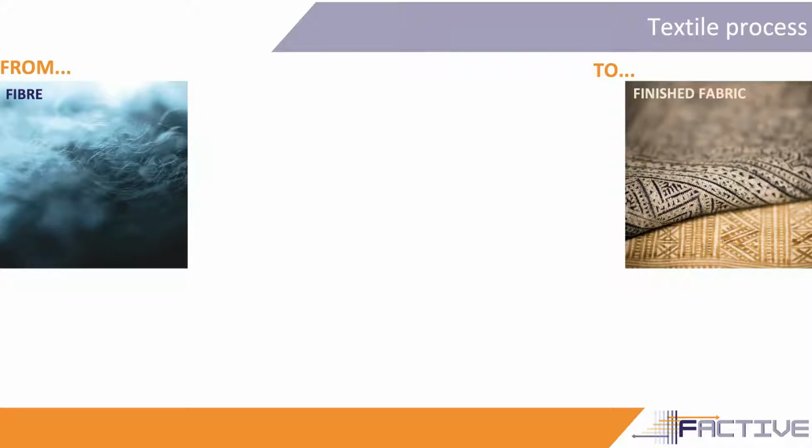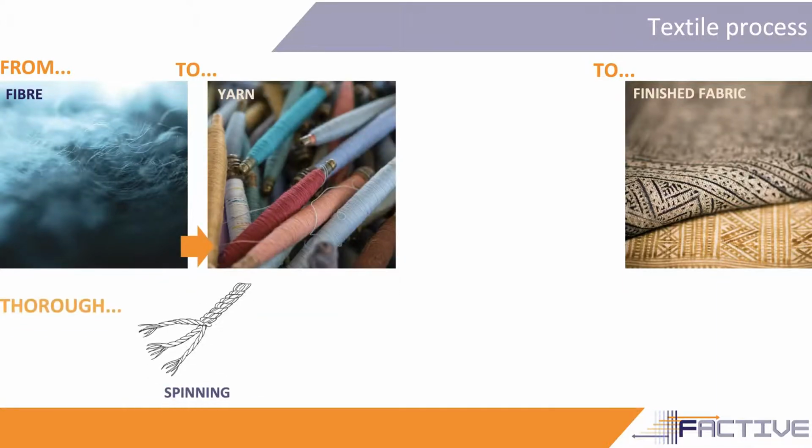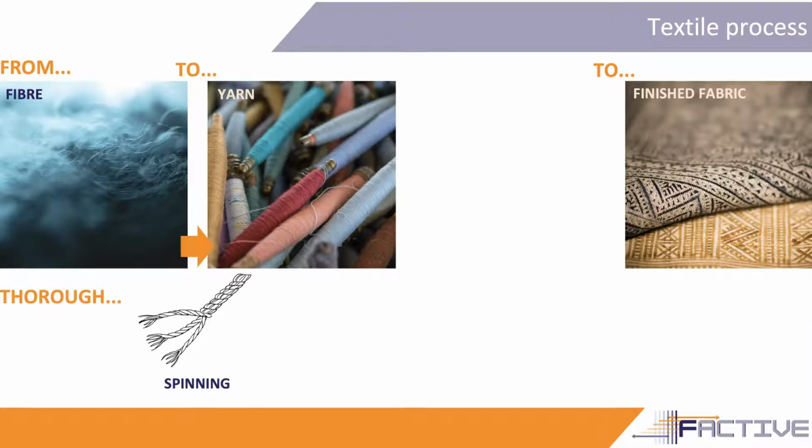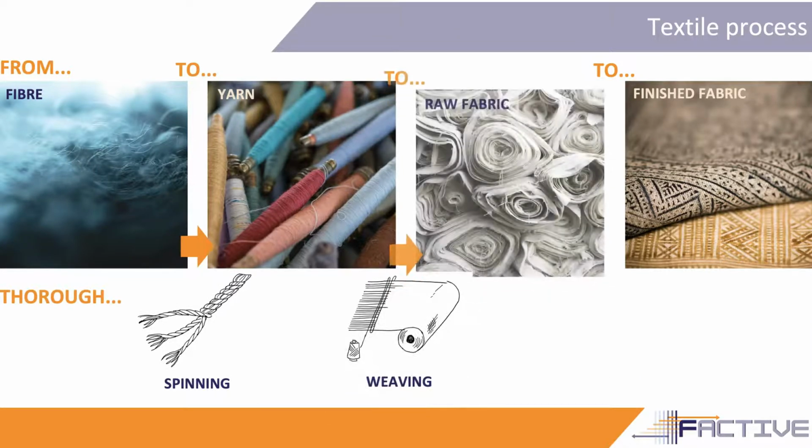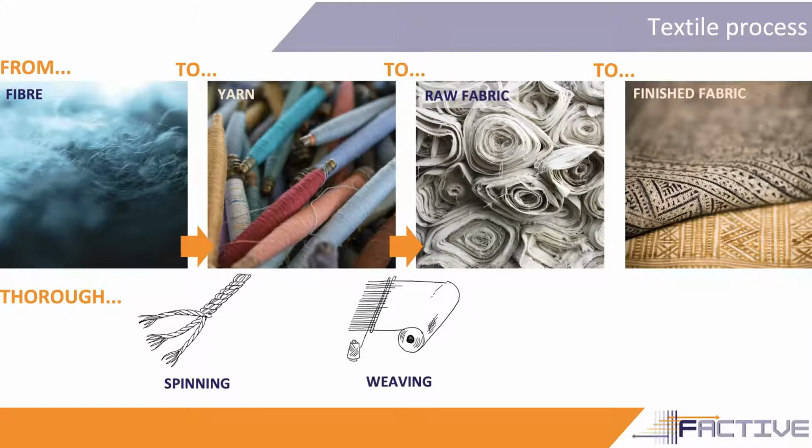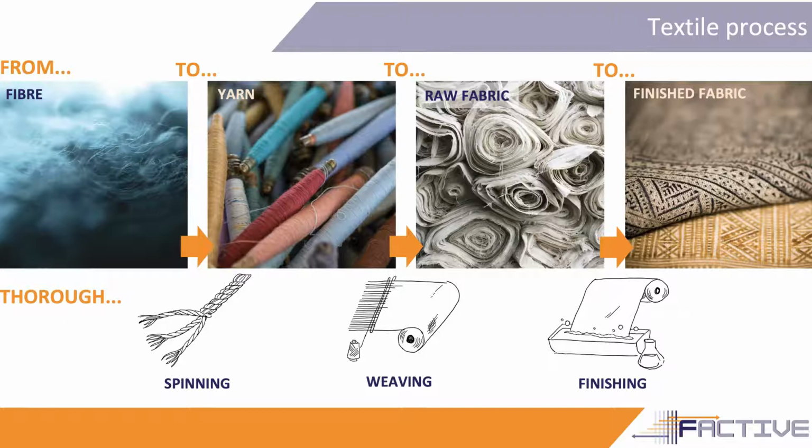First, the fibers are converted into yarns by the spinning process. Then, the yarns are woven or knitted to obtain raw fabrics. These fabrics cannot yet be used, so finishing processes are applied to them. Through the correct combination of the multiple variants of these processes, the desired fabric will be obtained.